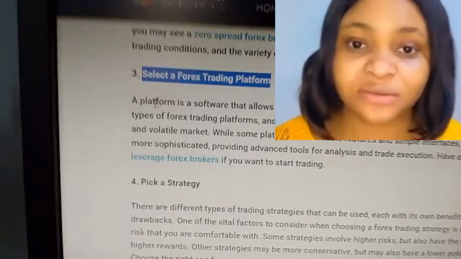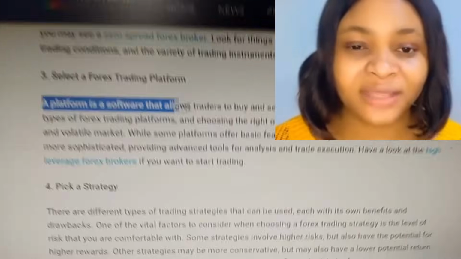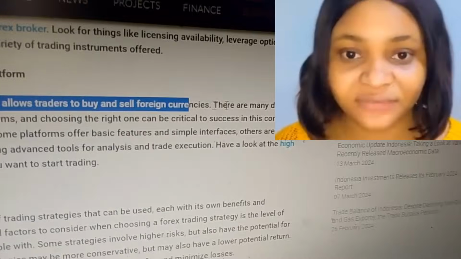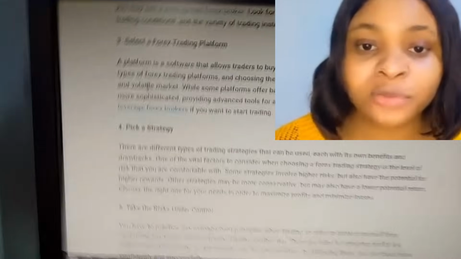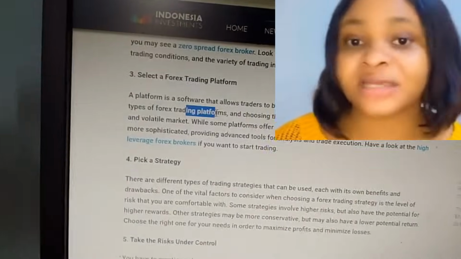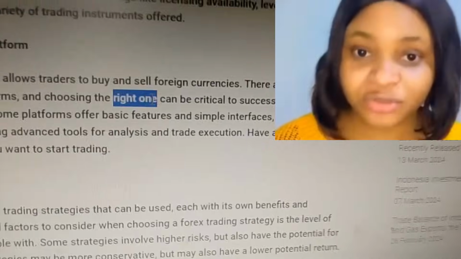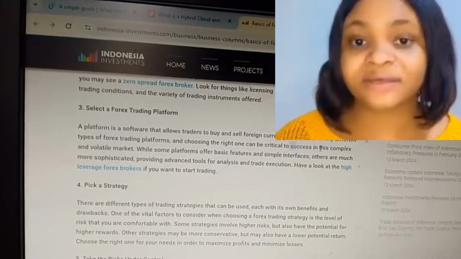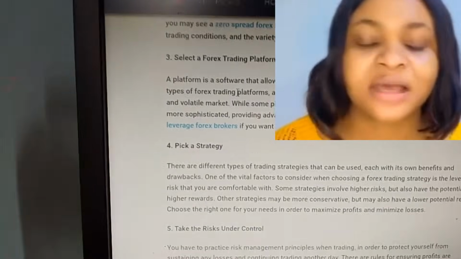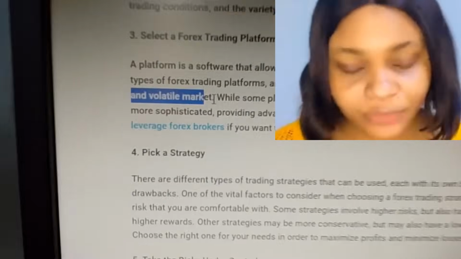Select a forex trading platform. A platform is software that allows traders to buy and sell foreign currency. There are many different types of forex trading platforms, and choosing the right one can be critical to access in this complex valuation market.